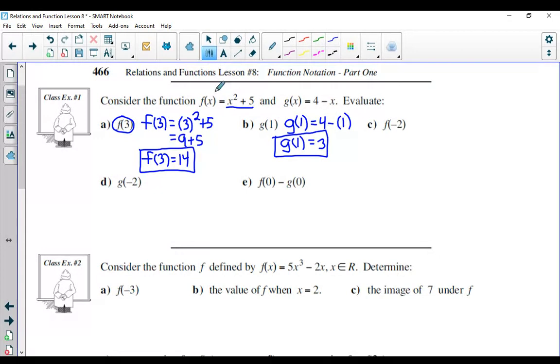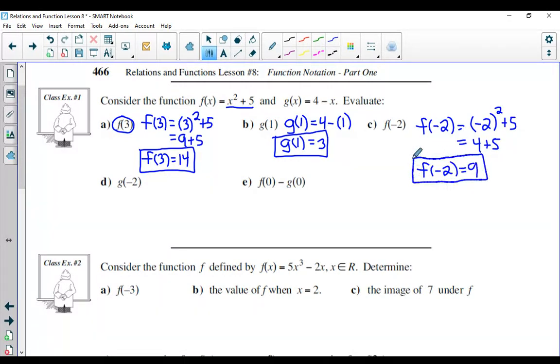F of negative 2. So we go back to this equation now, and we're going to evaluate at x equals negative 2. So we'd write down f of negative 2 is equal to, and I'm going to replace x with negative 2 this time. So we have negative 2 squared plus 5. Negative 2 times negative 2 would be positive 4, plus 5. And then f of negative 2 would be 4 plus 5, which is 9. The function, when evaluated at x equals negative 2, is equal to a y value of positive 9.